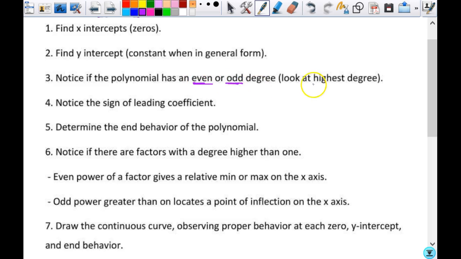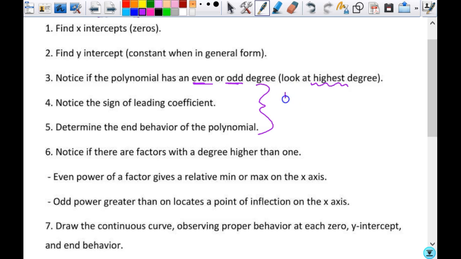Okay? And you look at the highest degree, not necessarily the first if it's in general form, but the highest degree. Okay? And even or odd determines your end behavior, which also does the sign. So these three things here all kind of go together, right? We have to look at the degree. We notice the sign of the leading coefficient, if it's positive or negative, and that helps us to determine the end behavior of the polynomial.